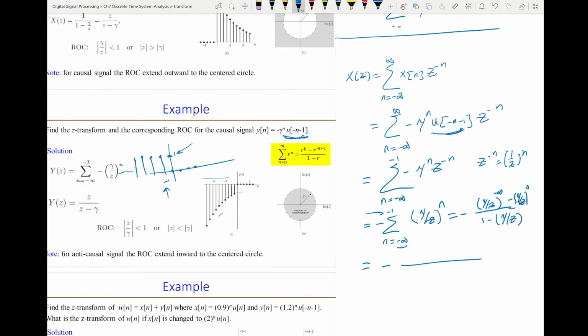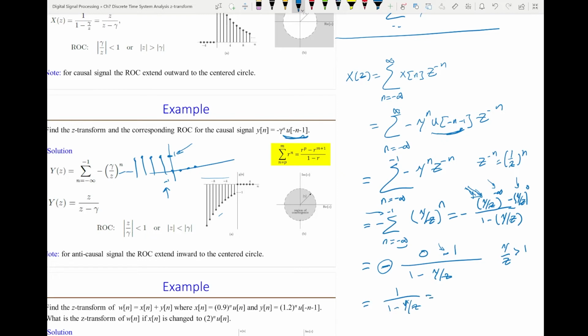And this is equal to minus... Now, this one we have no problem with. Anything to the power of 0 is just 1, so that would be minus 1. But this one, since it is to the power of negative infinity, gamma over z has to be larger than 1. Because remember, 2 to the minus 1 will be 1 over 2, so that's less than 1. So this will decay as n goes to minus infinity if gamma over z is larger than 1. So that means this will be true for gamma over z larger than 1, divided by 1 minus gamma over z. The minus here will cancel this minus, so I have 1 over 1 minus gamma over z.